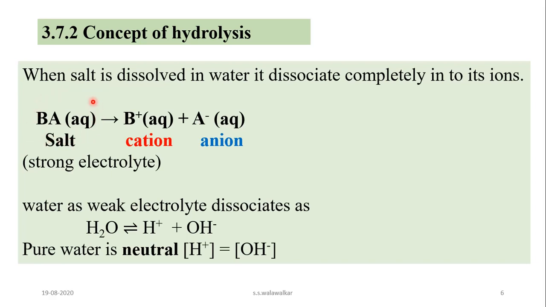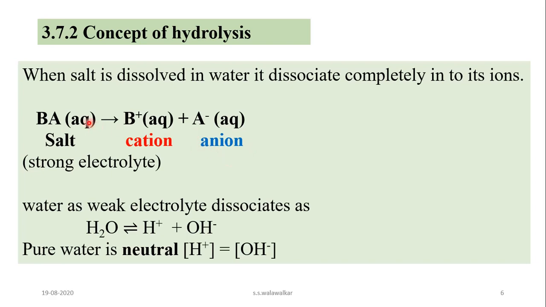Generally the salt is denoted by BA, where B represents the cation and A represents the anion. So it is an ionic compound. When it is dissolved in water, it dissociates completely, and therefore it gives you B ions, that is cations in an aqueous medium, and A ions, that is anions in an aqueous medium.